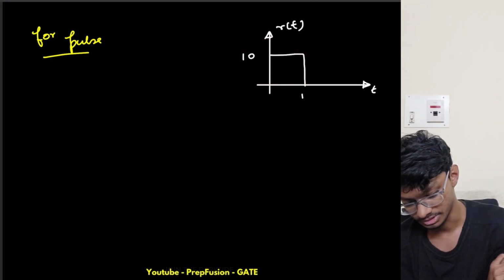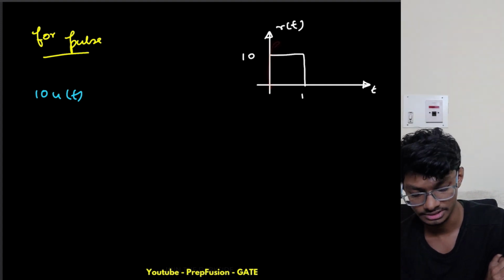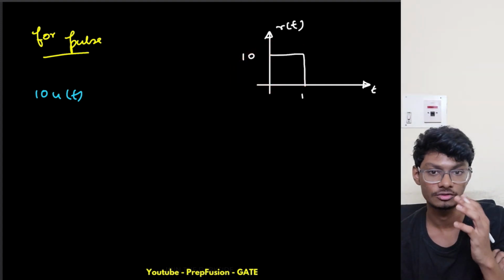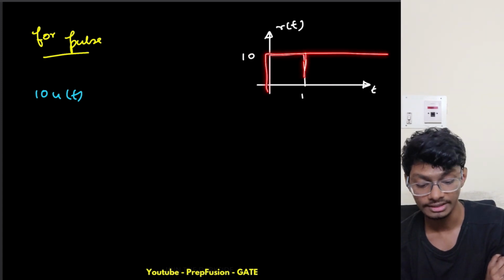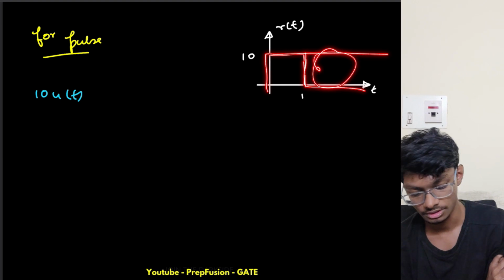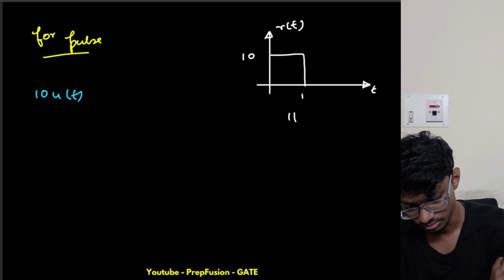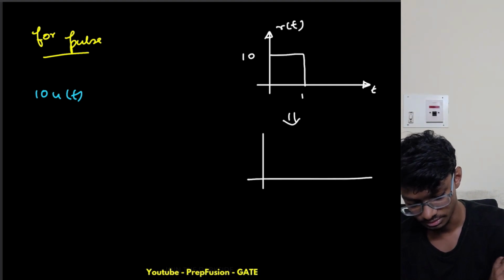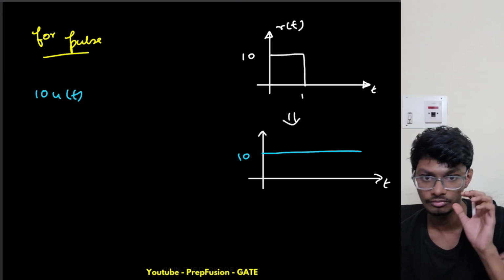My time domain expression basically will be 10 into u of t. Initially I'm getting a step, right? This is like a combination of two steps. One is the positive step, and then again I'm adding a negative step with it to make it 0. So this is t, and this is simply a step of magnitude 10, starting from t equals to 0.